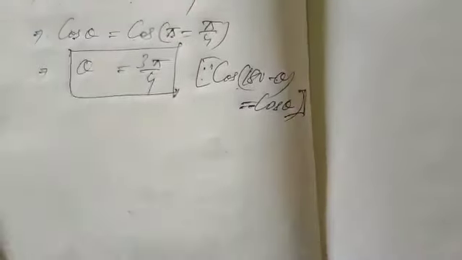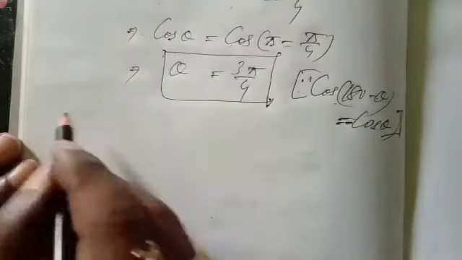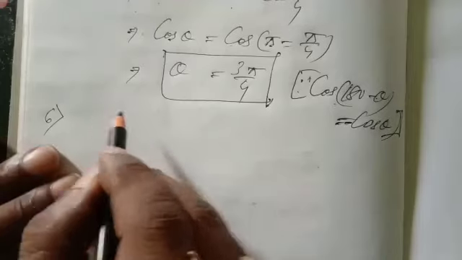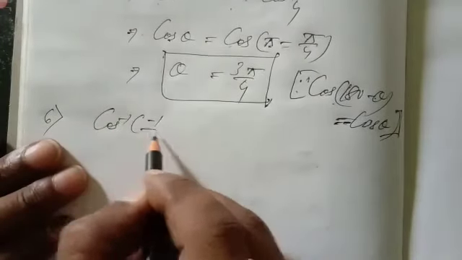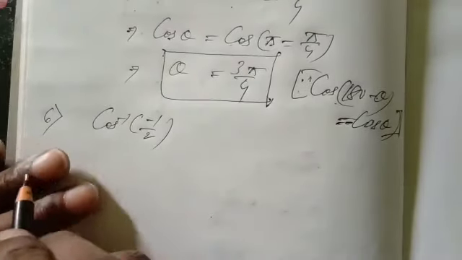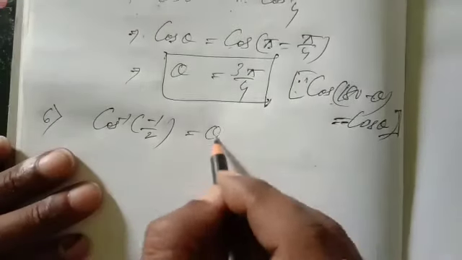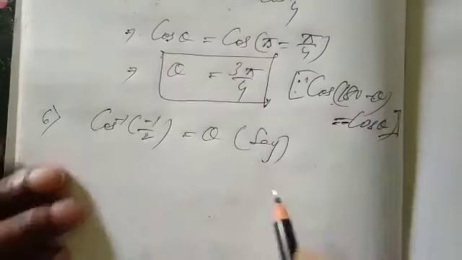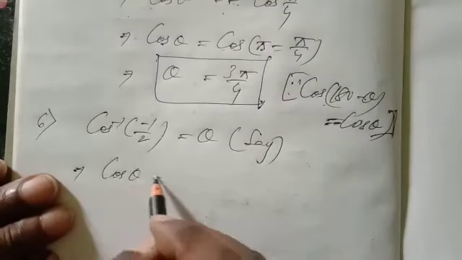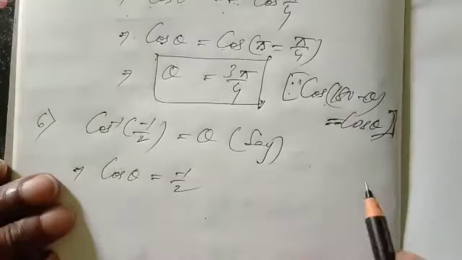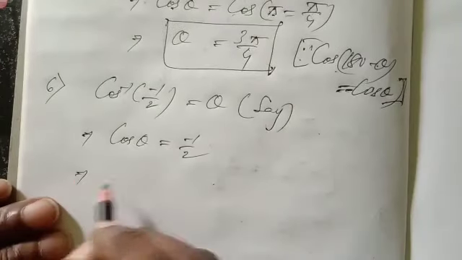One more question. Question number 6. It is given cos inverse minus 1 by 2. You have to find this value. So let this be theta. Therefore, cos theta is equal to minus 1 by 2.